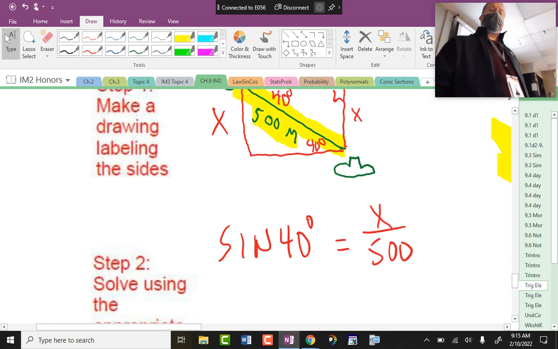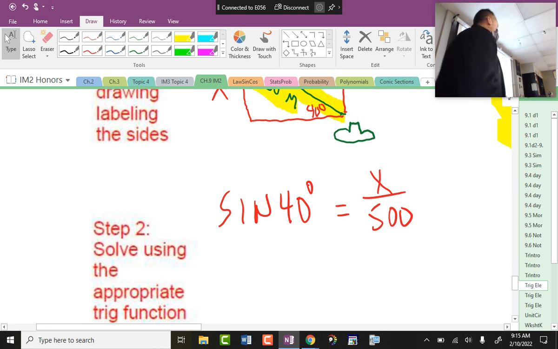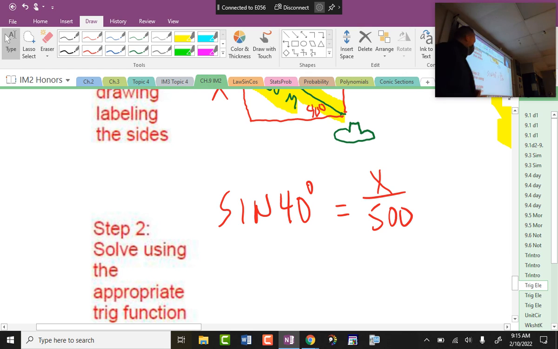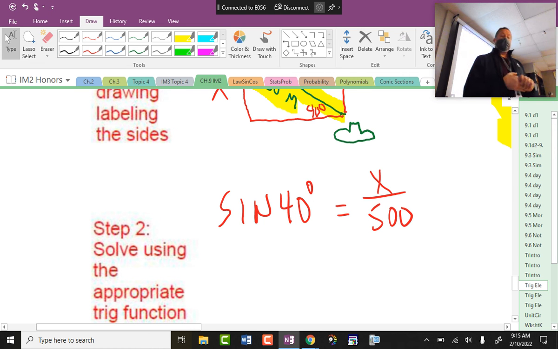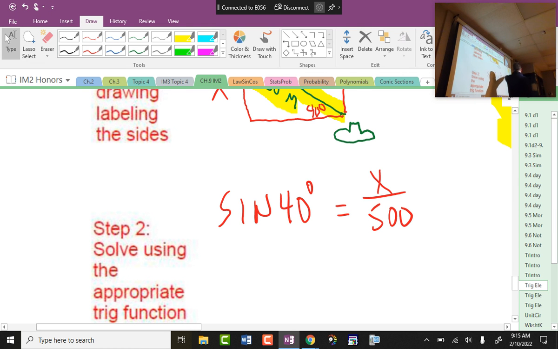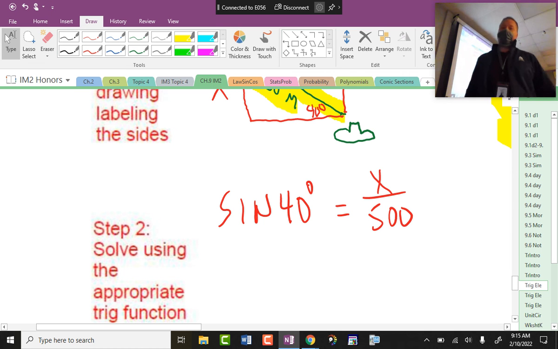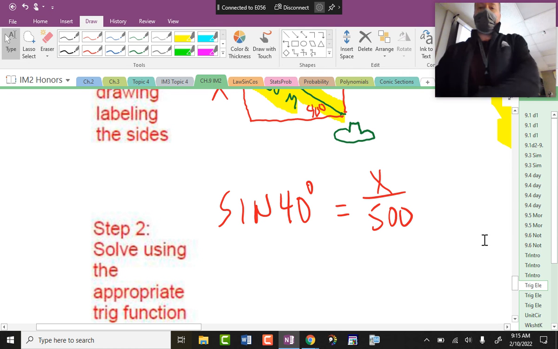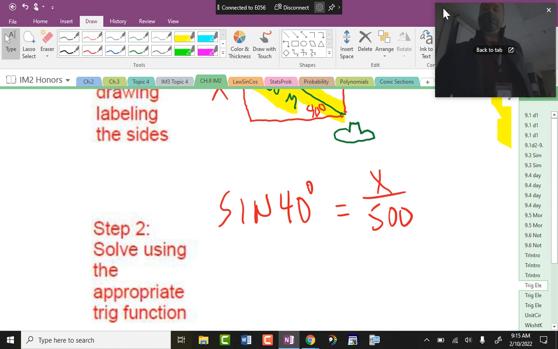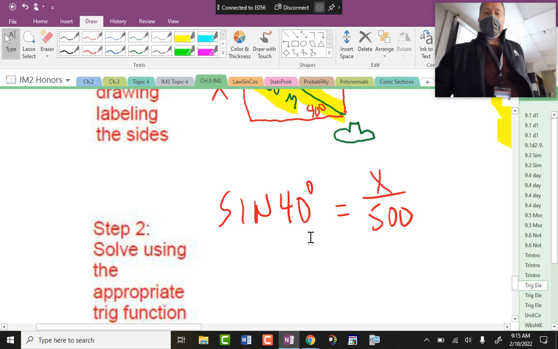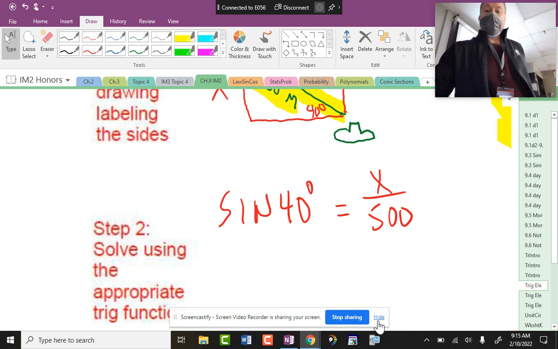All right, so we got through that there. And then what would you do to both sides to solve? Divide by sine 40? Oh, no. Okay, so I got to get x by itself, so it's divided by 500. How do I undo that? Multiply both sides by 500. The variable is not on the bottom, so that would be a multiplication of 500 on both sides. All right, multiply both sides by 500, and then you can get your answer. All right, so that's it.